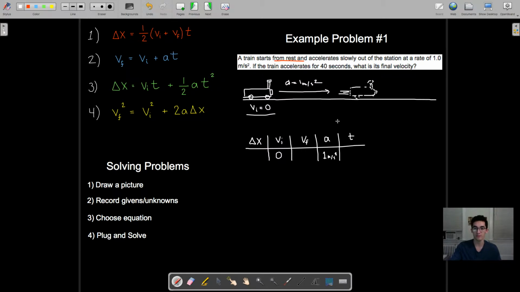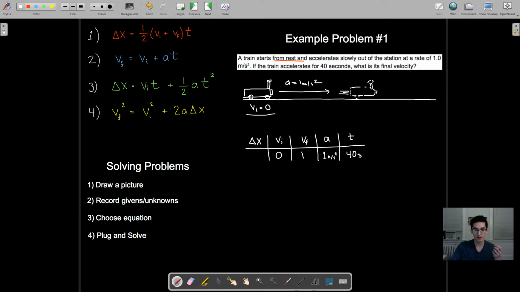Okay? All right, and then finally, the train accelerates for 40 seconds. So our time here is 40 seconds. Okay? And it asks, what is its final velocity? So it's asking me, what is the final velocity?